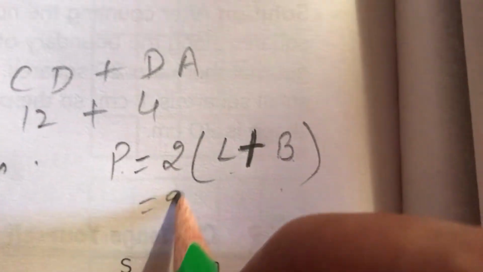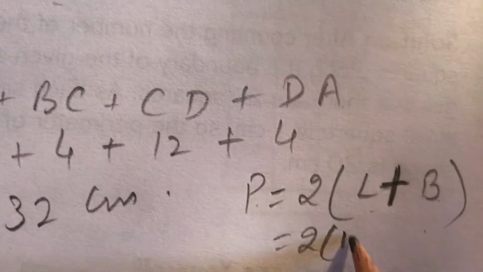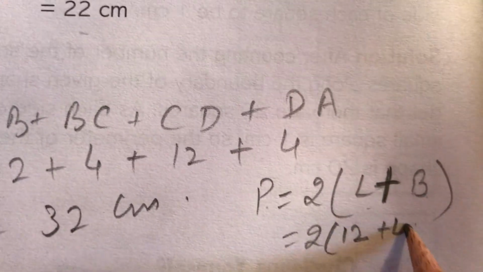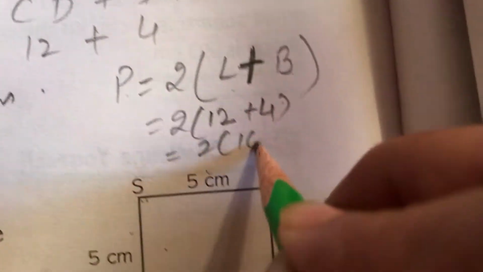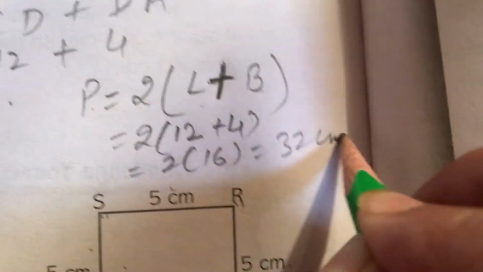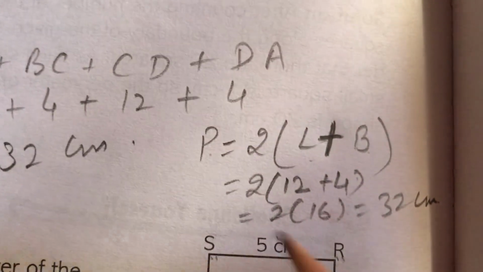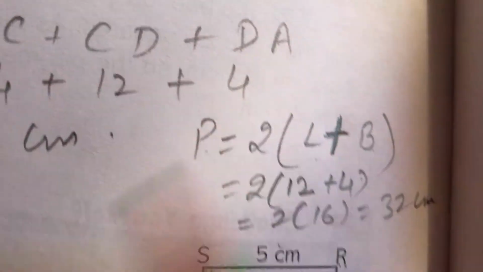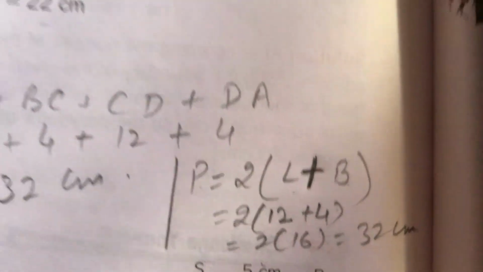In the same way, here in this question, 2 times length is 12 plus 4 breadth, 2 into 16, that is 32 centimeter. By this method or by that method, you can use either method to do this sum. Now perimeter of rectangle.